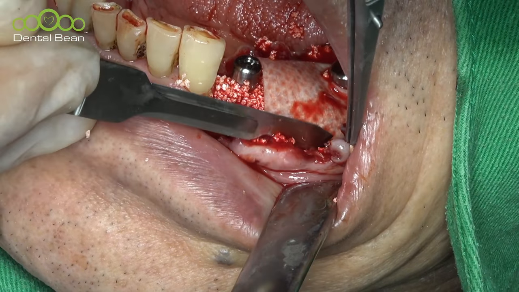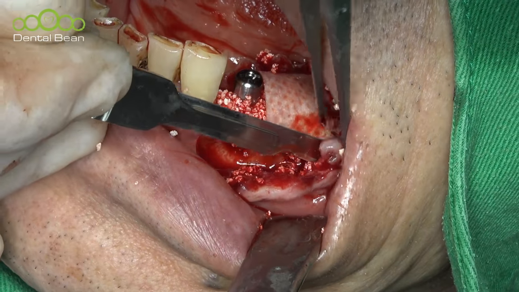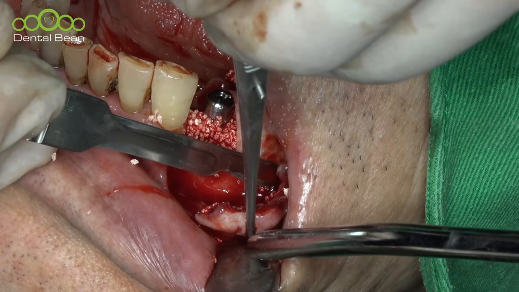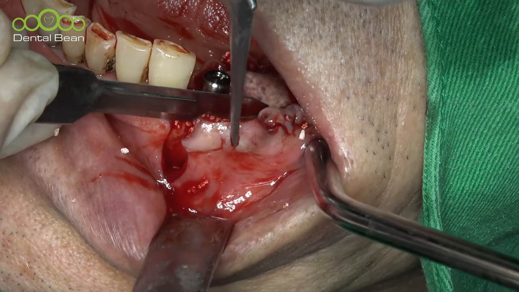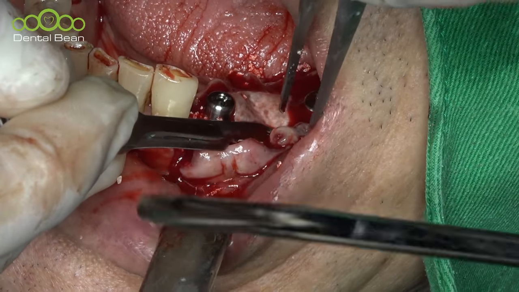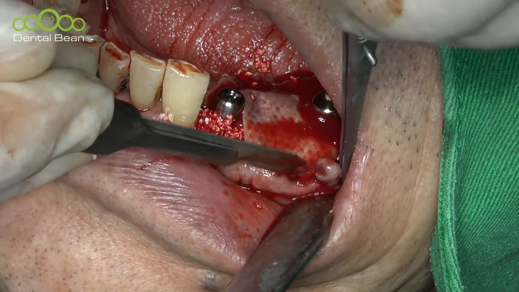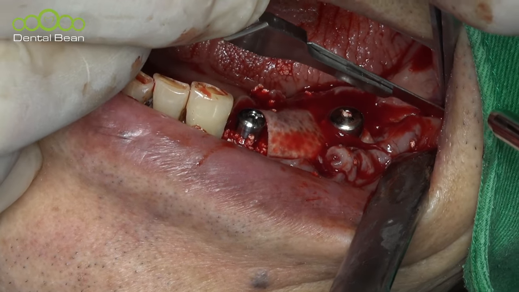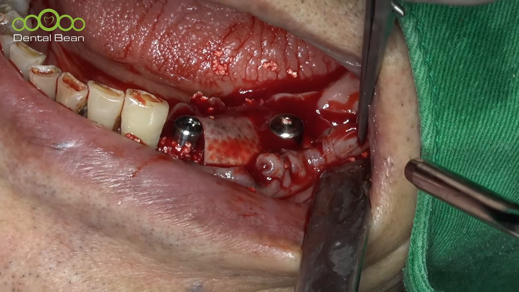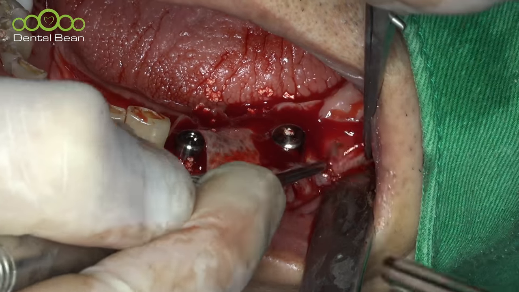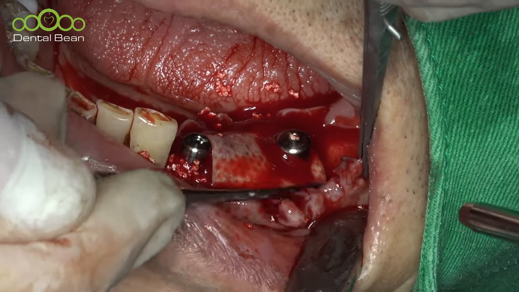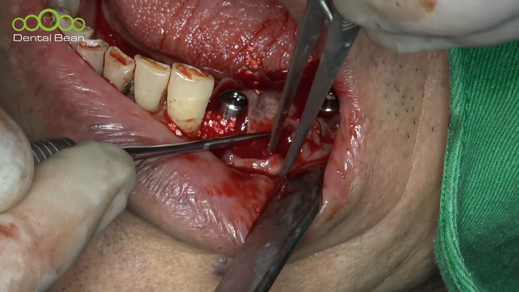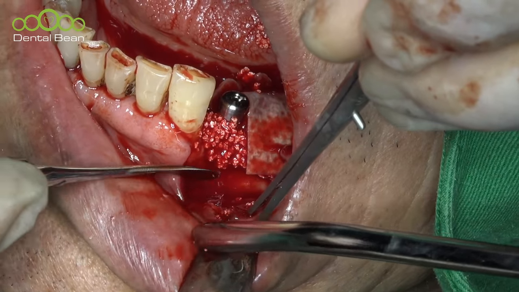Careful, be careful. The mental lobe is very low, very fortunately. The distal area, careful. Careful with the suction. This is the extraction socket, so flap closure is sometimes very difficult. Suction here.